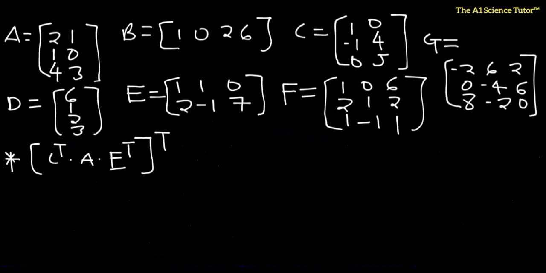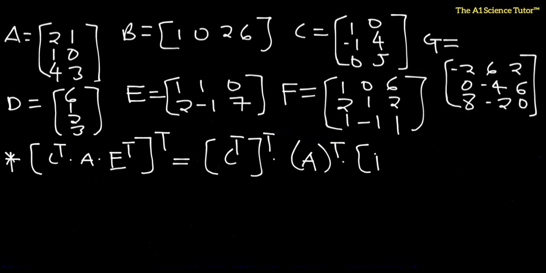So if you were given this question to solve, what is the best way to go about it? Now, the best thing I need to do is to take the power, or I should rather say the superscript of t, and distribute it to each matrix form. So this is going to be C transpose multiplied by A transpose, and that is going to be multiplied by E transpose.